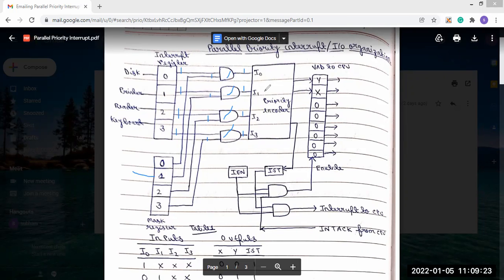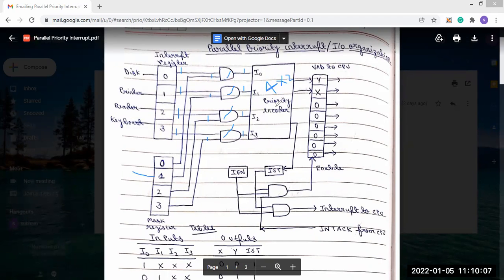So how will these 4 inputs be obtained by this priority encoder? They come from the AND gate. After performing the AND operation, the output generated from the AND gate will go as the input to the priority encoder. We are using a 4x2 priority encoder. That's why you see 4 inputs are there.